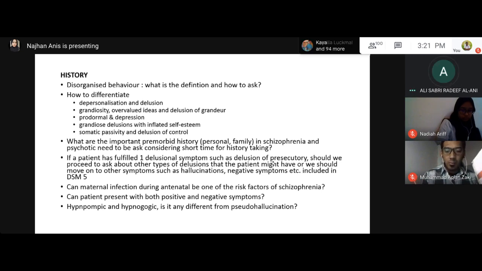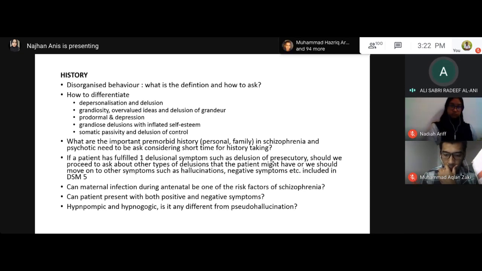But overall, the definition is the same, right? Being controlled by external forces or external agencies that control certain parts, feelings or impulses. Somatic passivity is a part of that, but it has a specific meaning because it is one of the Schneider symptoms, in which the patient believes that his internal organs are manipulated by external forces. Okay.